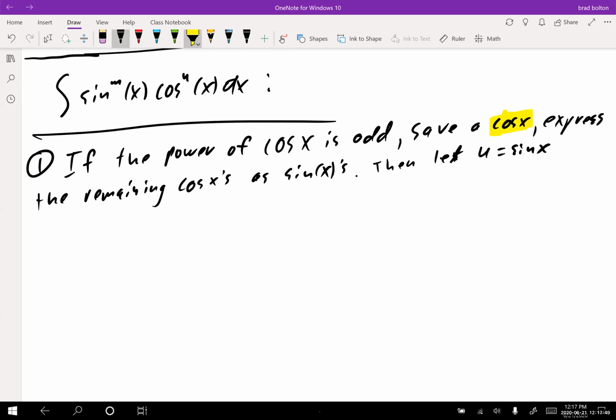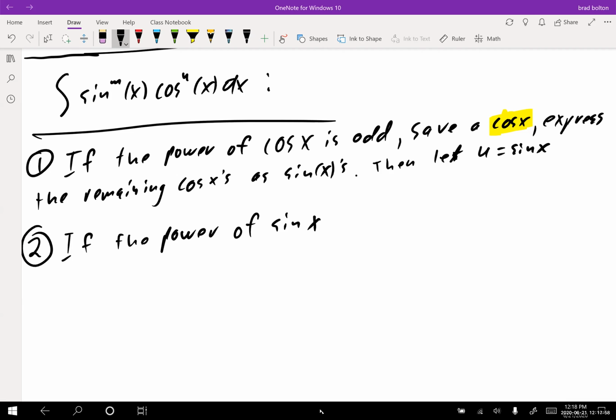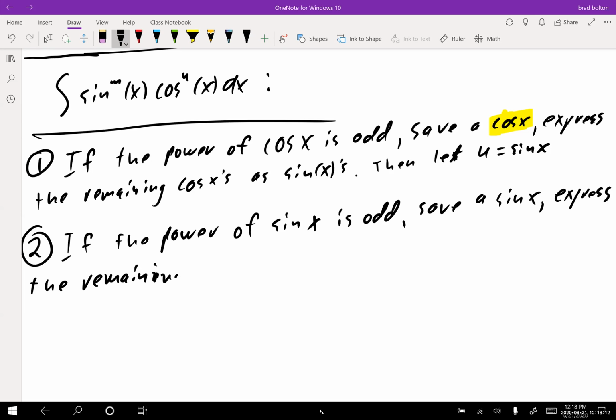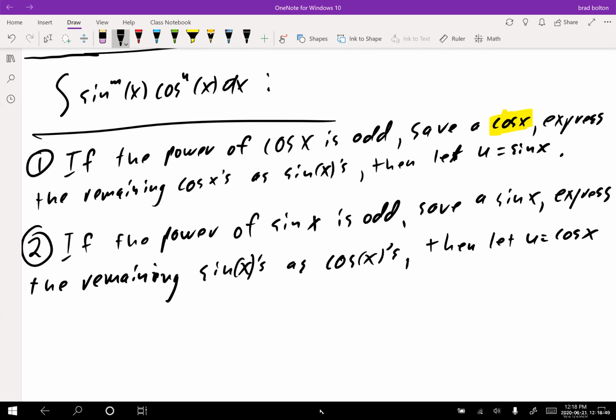Okay, now let's do the second one. Same thing. If the power of sine x is odd, save a sine x and express the remaining. So this is just coming from the other angle, the other way. Instead of sine, you use cosine or vice versa. Replace the remaining sine x's as cosine x's, using the Pythagorean identity from before, and then let u equal cosine x this time. So we're going to let u be cosine x. And in the previous one we did sine x.